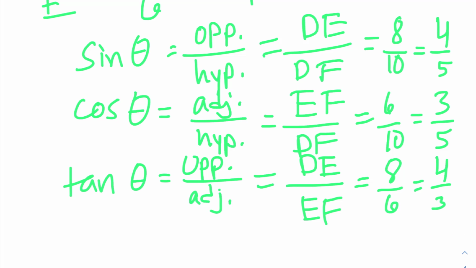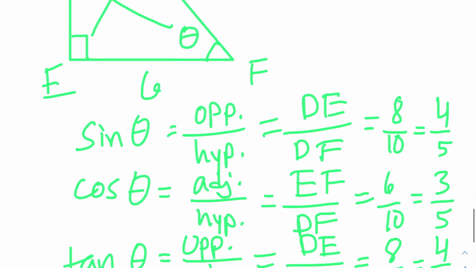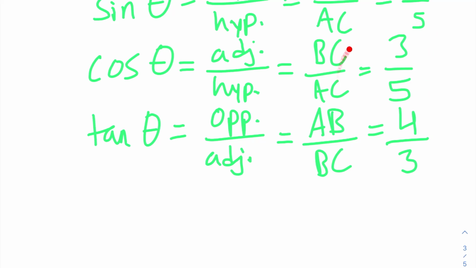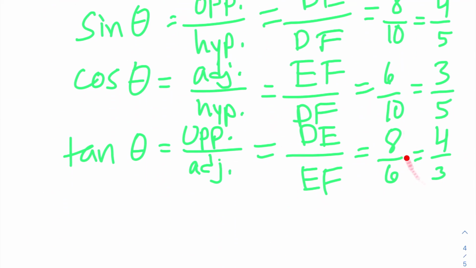Now you might notice that sine theta, cosine theta, and tangent of theta are all equal to the same things as they were in the previous problem. Sine theta is 4 over 5, right here, just as it is right here. Cosine theta is 3 over 5 here, and also 3 over 5 over here. And tangent theta is 4 over 3, whereas tangent theta is 4 over 3 here as well. Now why is that? Let's look into that.